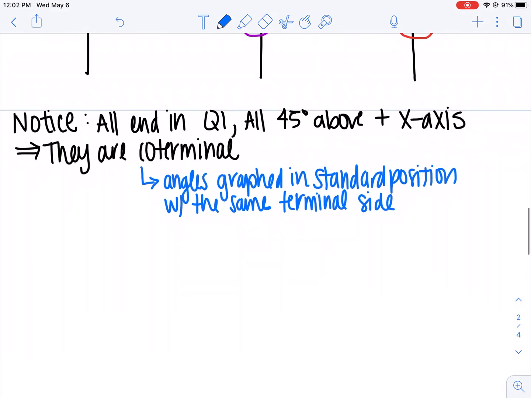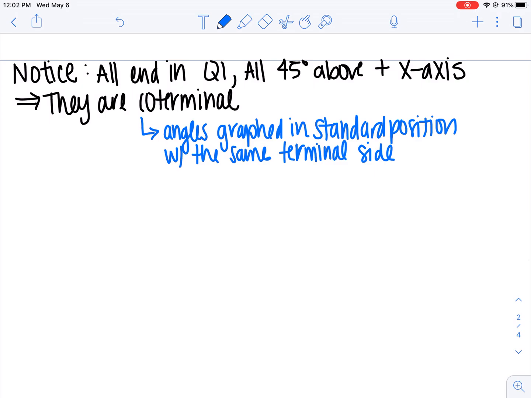Okay? So, don't feel bad if it takes you a little while to understand this. That's okay. Coterminal angles tend to be one of the most challenging parts that we go over in this lesson.